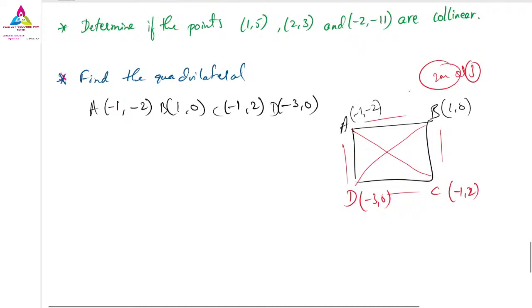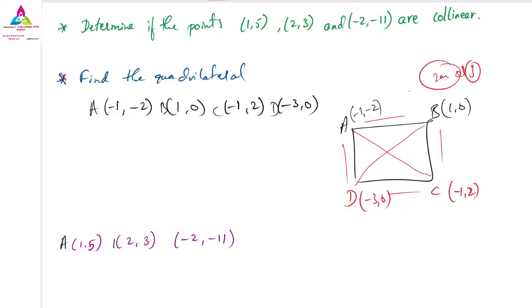I will write it down. The 3 points are given, and if the 3 points lie on the same line, then it is called collinear. So let us take those 3 points now: (1, 5), then (2, 3), and then (-10, -11) are the 3 points they have mentioned. We have to see whether these are on the same line or not.